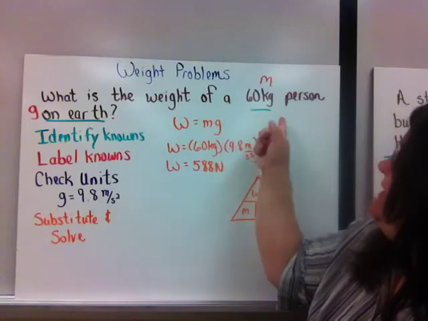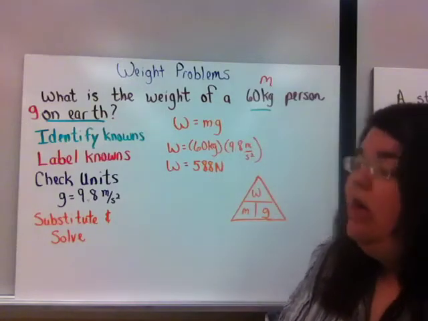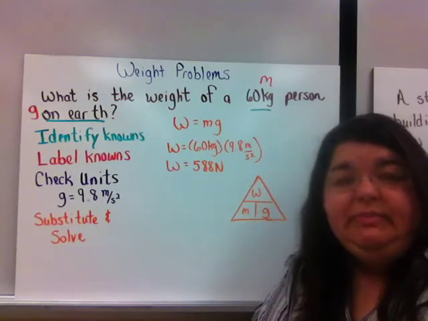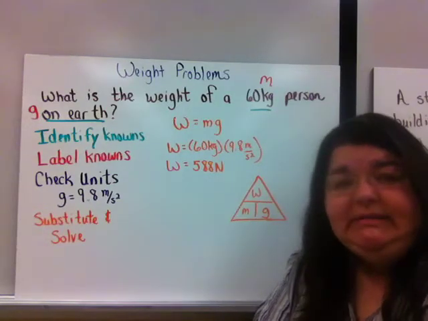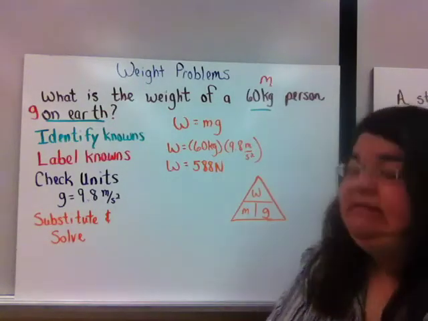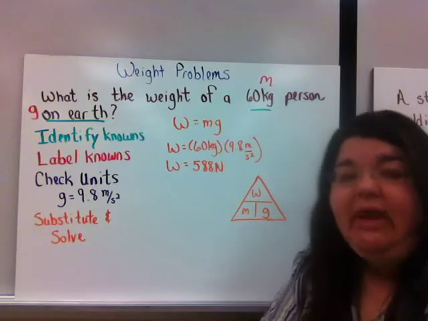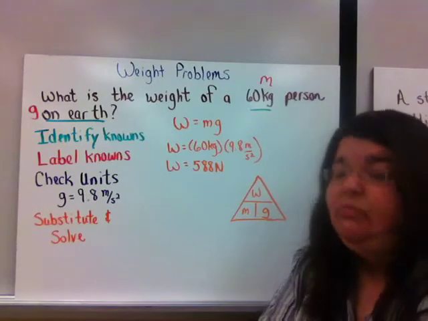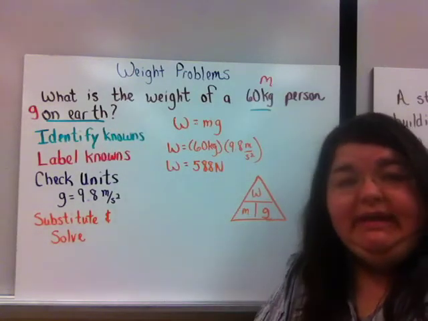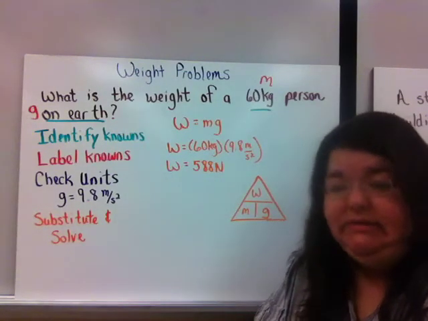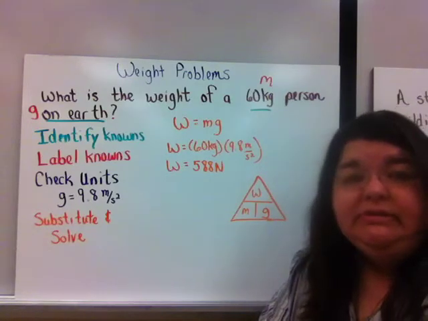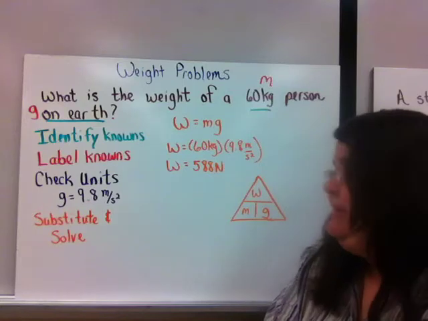So it says, what is the weight of a 60-kilogram person on Earth? Again, this is another one of those problems that only gives us one piece of information, and that's what makes it intimidating. When I identify my knowns, I only see this 60 kilograms. But I also have a word phrase that's important, and it's right here. It says on Earth. Because gravity is different on every planet or star that we look at, so I have to know where this person is before I can calculate their weight.